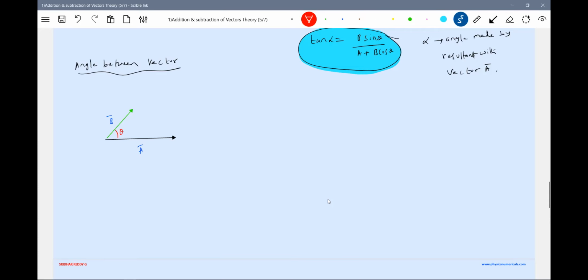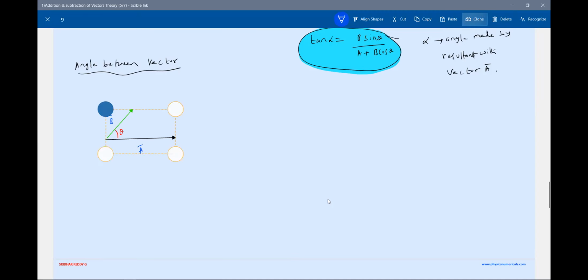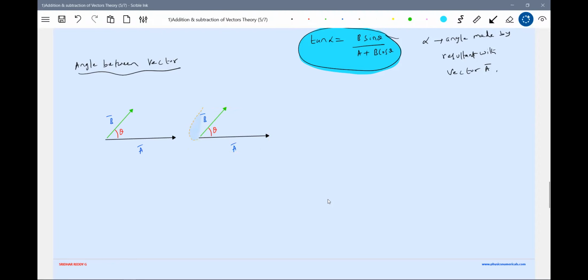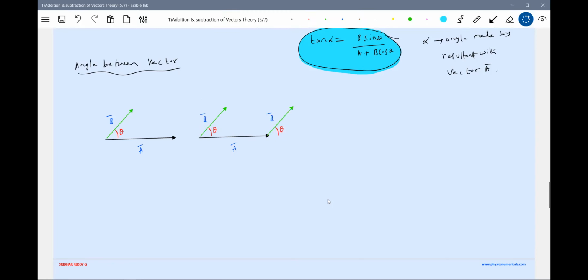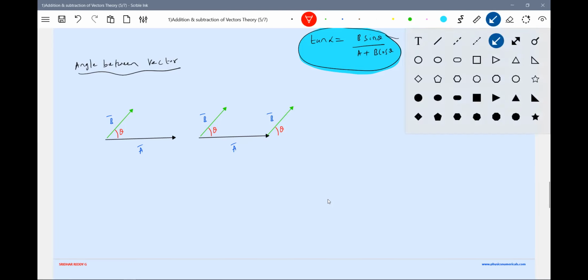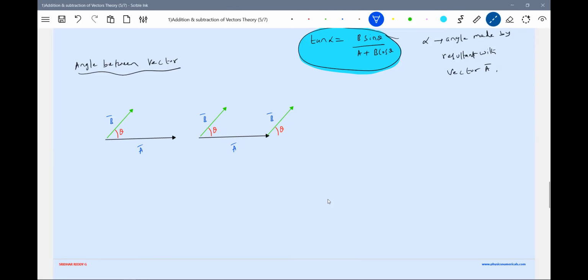There's one more thing we can do. I can shift this vector B bar, and it will come like this. Even now, this will become an angle between vectors. Then I'll erase this. Got it now? So this will be called the angle between vectors.